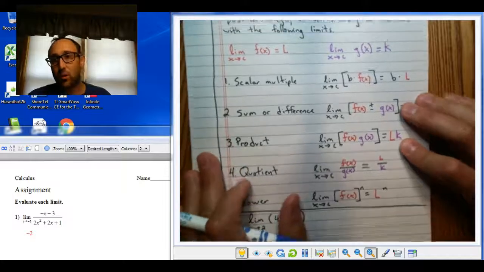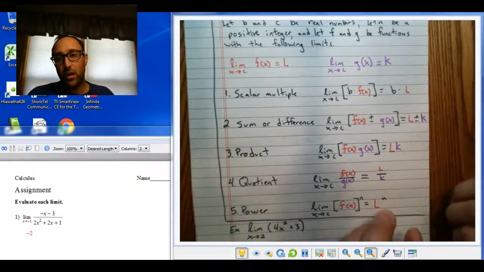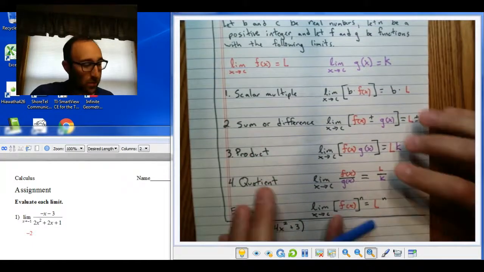Alright, so there's the first set of theorems. Remember, you can always pause if you need to. If I'm going too fast, pause it, go back, and you can just copy everything down.